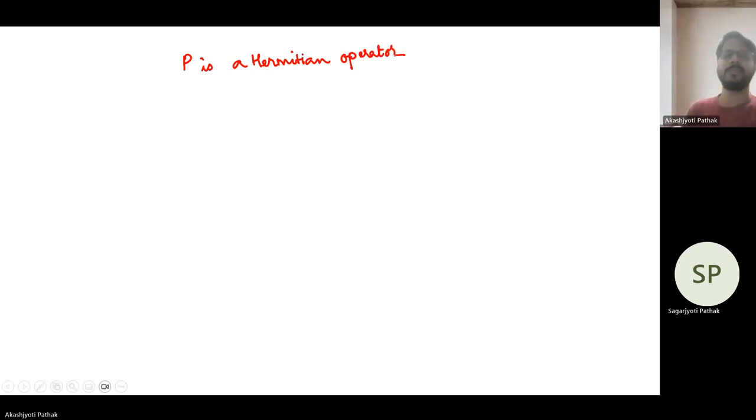So one more thing to note is that this P, you can prove that P is a Hermitian operator. So P is a Hermitian operator, and then writing this, you can also write it in this form.